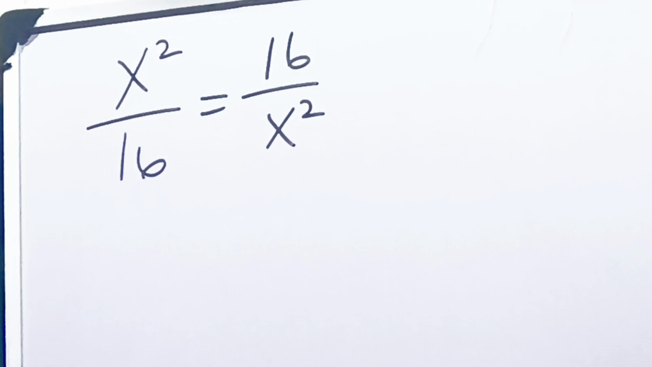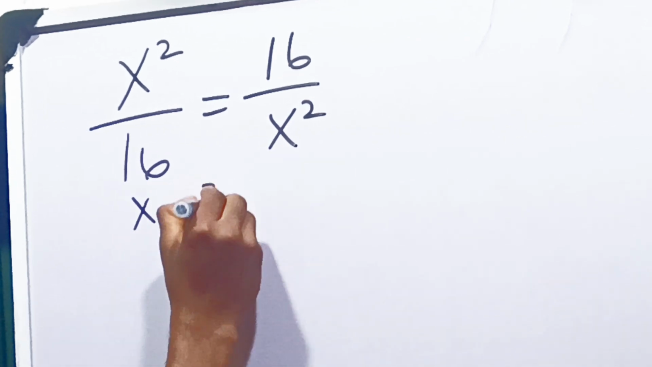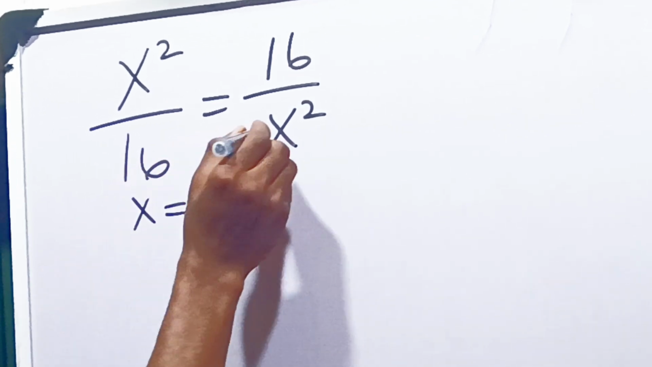Let's solve this question together. It says x squared over 16 is equal to 16 over x squared. We're required to solve for x in this question, okay? Now, first thing we can do here is to cross multiply.